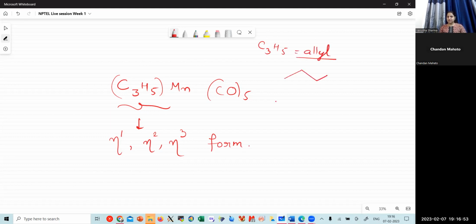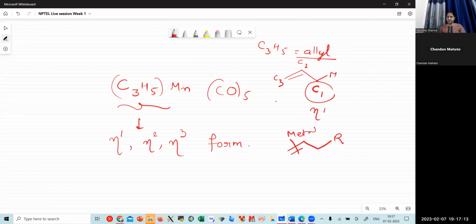So it could take this form also, where it is bound with the metal in eta 1 only, coordination with carbon 1. This is carbon 1, this is carbon 2, this is carbon 3. This is in coordination with that, so it becomes eta 1. If you have some other group over here and you have metal here, that means C1, C2, C3. Out of C1, C2, C3, which are coordinating with metal? Can you please answer?